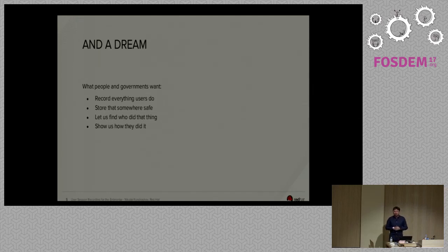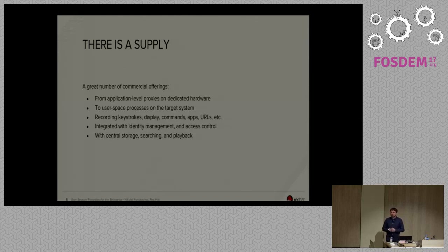So there are a lot of commercial offerings for this. They go from dedicated hardware which you can buy and put in front of your servers, and it will intercept secure connections provided you have the keys, and record SSH sessions and SSL database connections and everything. There are jump servers that you can install on your own hardware, or you can install software directly on your target servers. It would act as a partially kernel space solution to intercept data and send it somewhere. They record keystrokes, processes executed, URLs accessed and applications started, and these solutions often work.